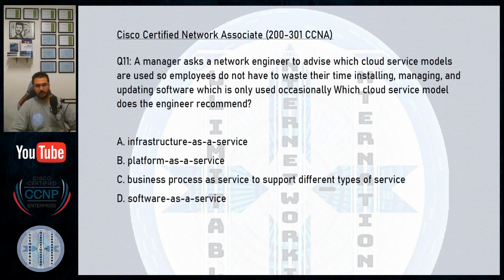Question number 11. A manager asks a network engineer to advise. Okay, can you please raise the salary first?